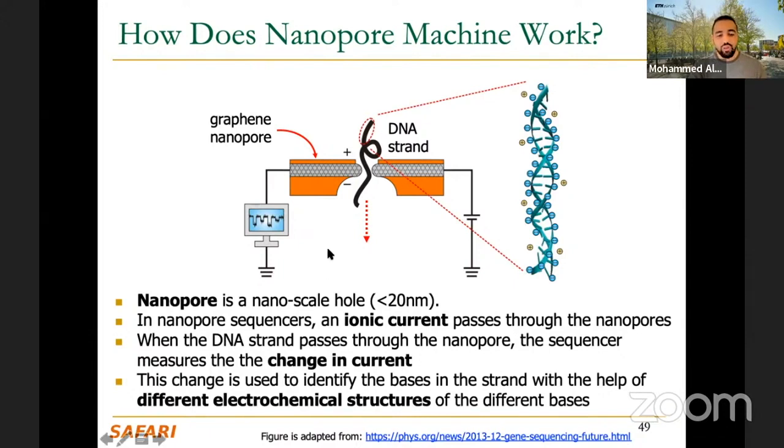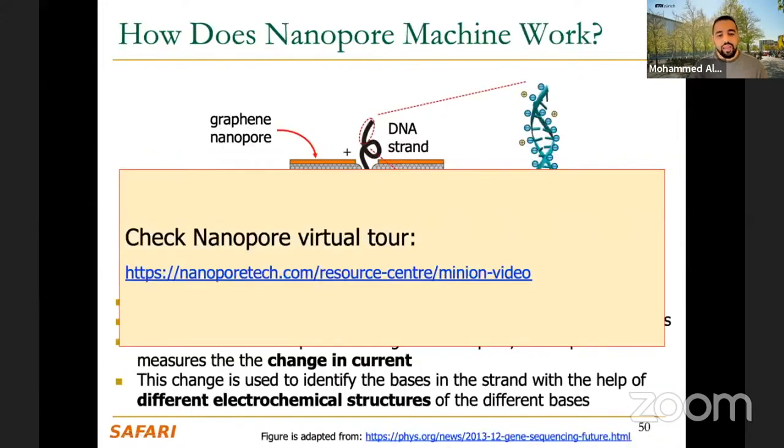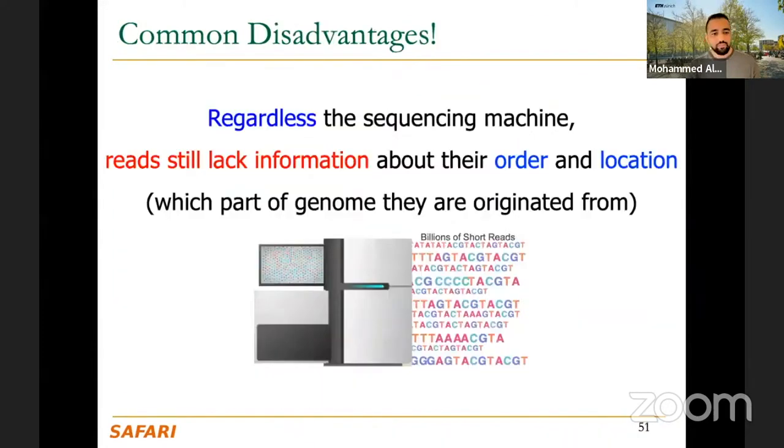But here it's normally very expensive, and we use machine learning to know if this change is coming from A or C or G. However, the main benefit here is longer DNA segments. Again, there's a video here you can watch if you're interested to see this in action.